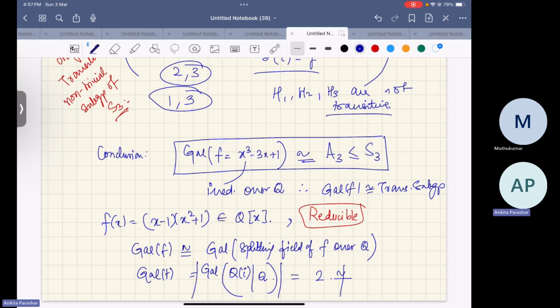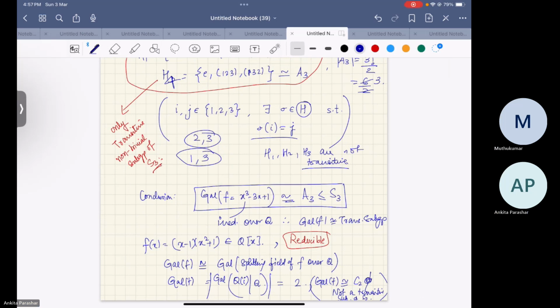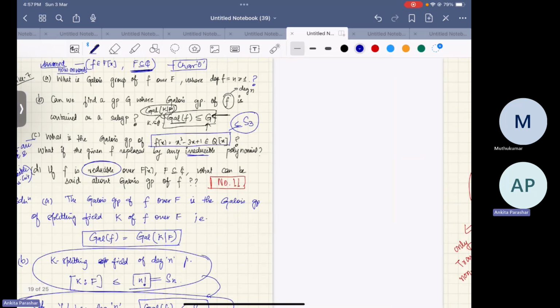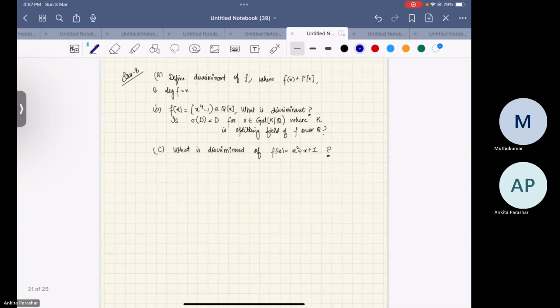So the cardinality of this is 2, and therefore the Galois group of f is isomorphic to C2, which is not a transitive subgroup of S3. This is okay, right? So the answer is no: if you change your irreducible polynomial to a reducible one, the result will no longer hold.